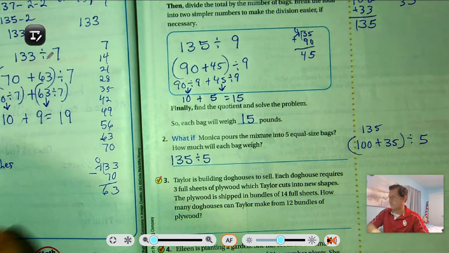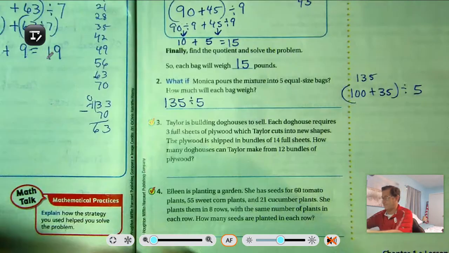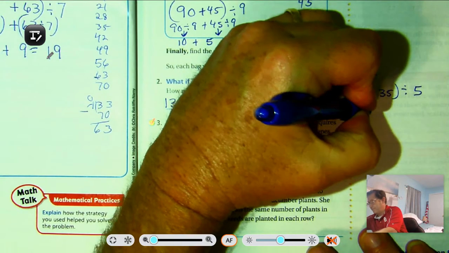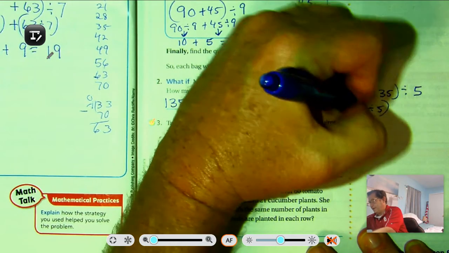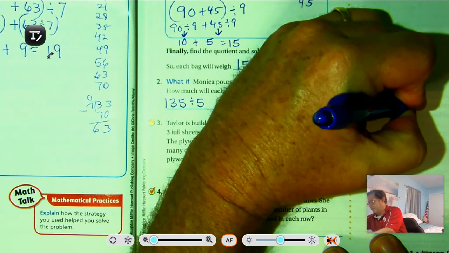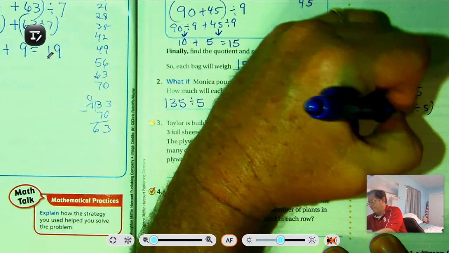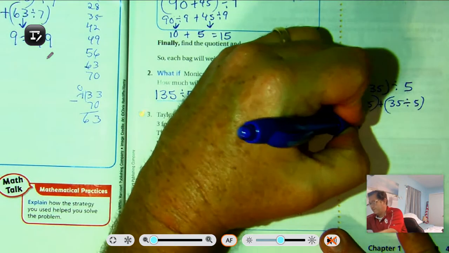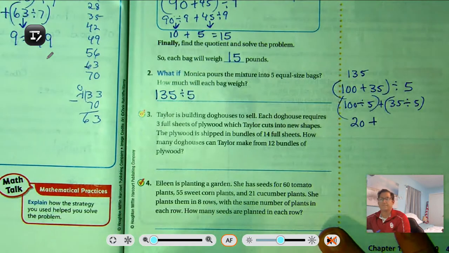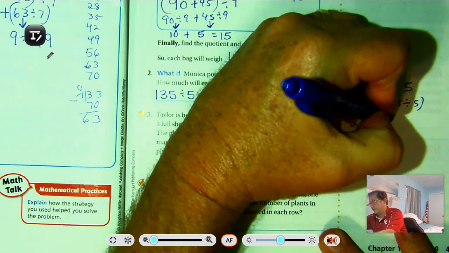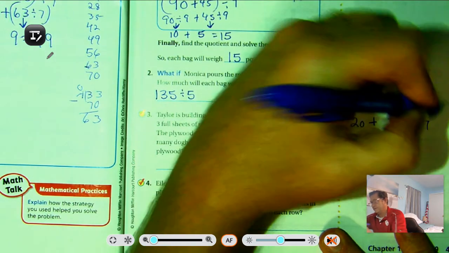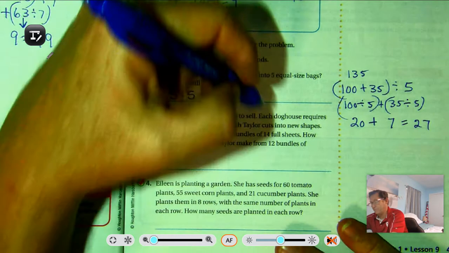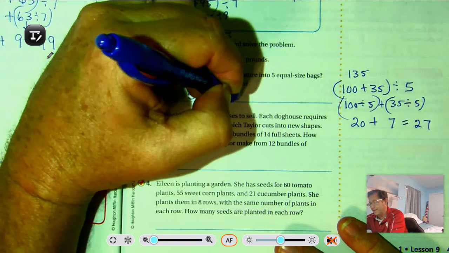So what is 100 divided by 5? And what is 35 divided by 5? Well, 5 times 20 is 100, and 5 times 7 is 35. So if she did that, each bag would be 27 pounds.